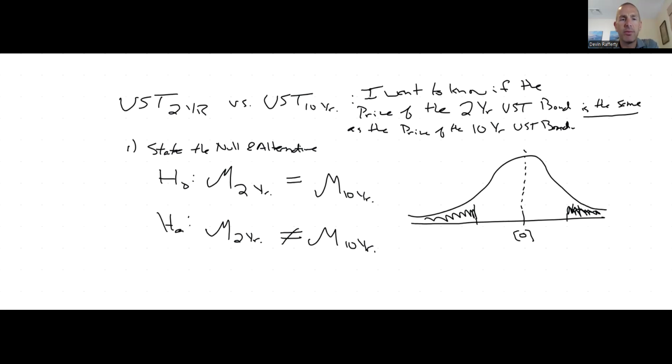All right. So how do I find out if the 2-year treasury bond has the same average price as a 10-year treasury bond? Well, step one, state the null and the alternative. Step two, level of significance. I'm going to use 0.05 as my level of significance. Step three, choose your test statistic formula. Step four, critical values.